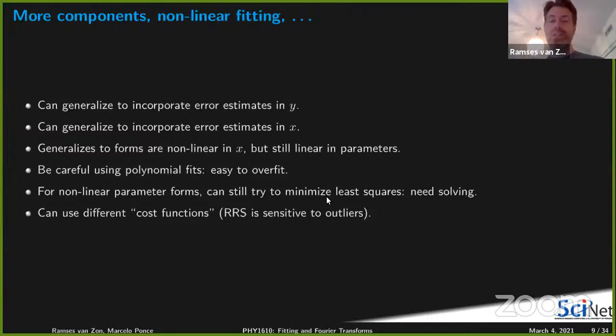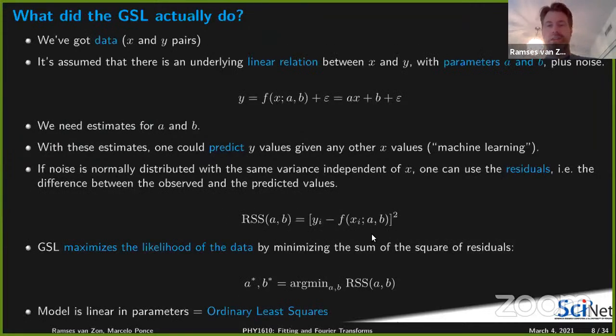You don't necessarily need to use this RSS to minimize. You could have other what are called cost functions. This function here, RSS, is very, very sensitive to outliers. So if you have a measurement error and one of the y values is really, really large, it tends to dominate and it tries to fit that outlier. And so you'd have to do some data cleaning yourself and convince yourself that you should probably throw this away. Whereas other cost functions might just not be so sensitive to that.